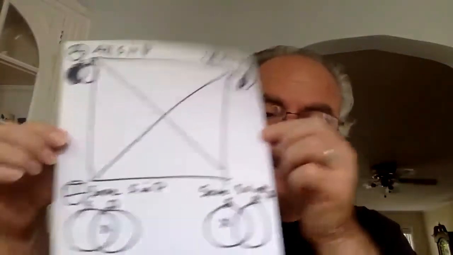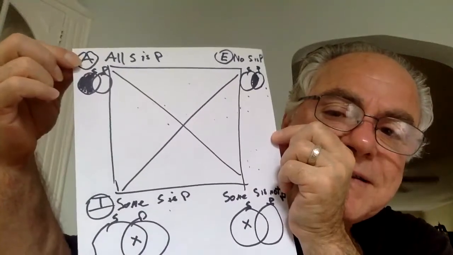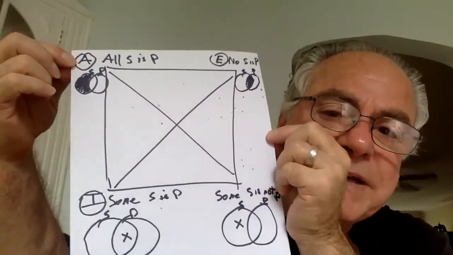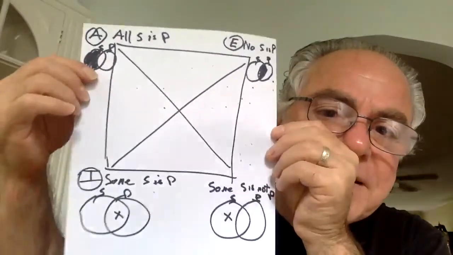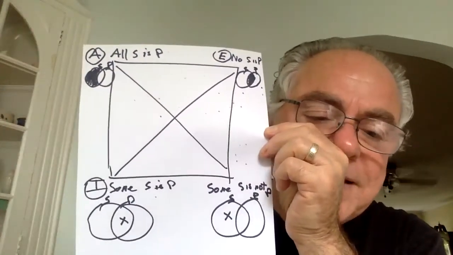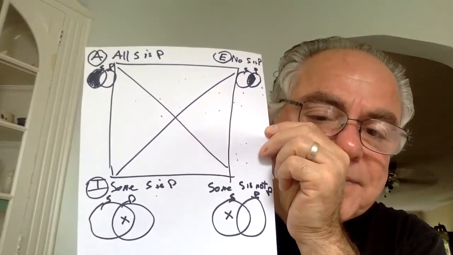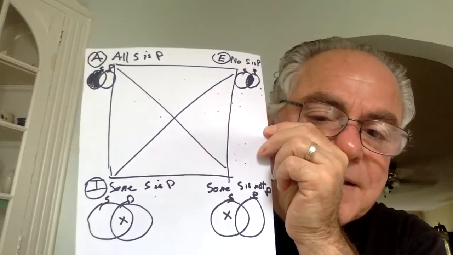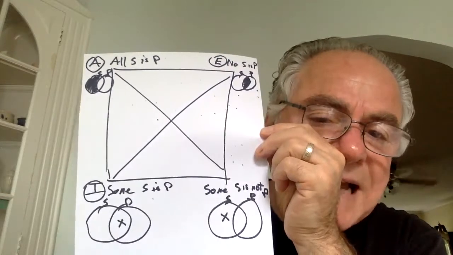Now, so you've got A, E, I, and O. I'd like you to memorize it this way. I just made this little chart, since I don't have a blackboard. On the top left-hand corner, I have A, so that's all S is P. On the top right-hand corner, that's E. It says no S is P. And then on the bottom left-hand corner, it says some S is P. And then on the bottom right-hand corner, it says some S is not P.